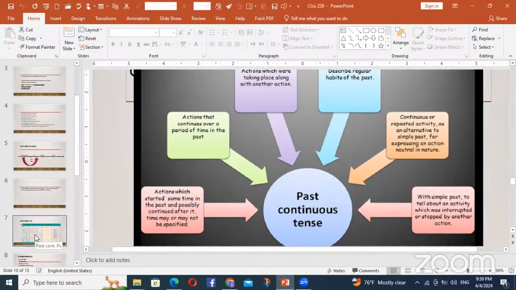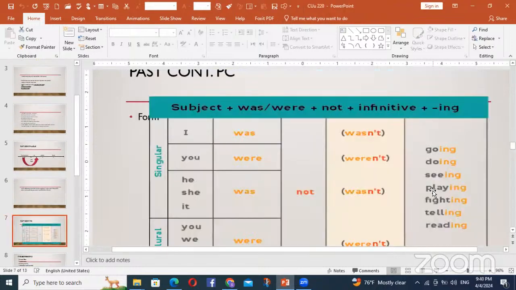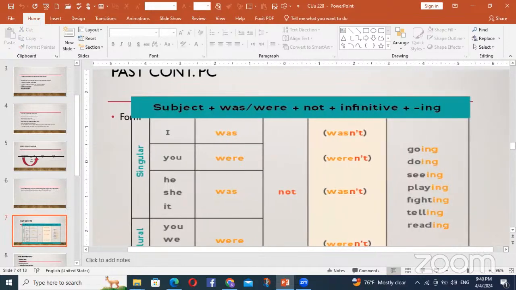So how do we form the past continuous? Let's go to the form here. As with the present continuous, where we use the verb to be, am, is, are, and the action verb in the ing, it is the same idea, but we don't use am, is, are. We use was and were, the verb to be in the past, and then the action verb in the ing. In the negative, we use not after was and were.